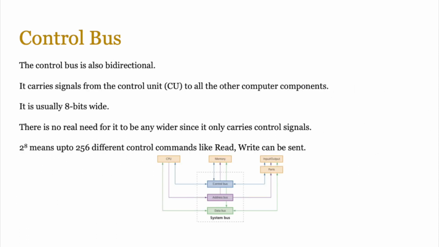The final bus we're going to look at is called the control bus. The control bus is also bidirectional, and it carries signals from the control unit to all the other components and vice versa. It's normally about 8 bits wide, and there's no real need for it to be any wider since it only carries control signals. So 2 to the power of 8 means we can send up to 256 different commands, which can be things like read, write, delete, switch off, and so on.